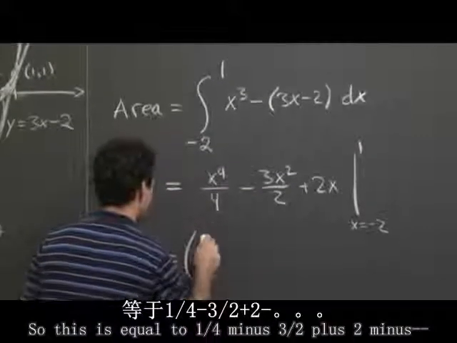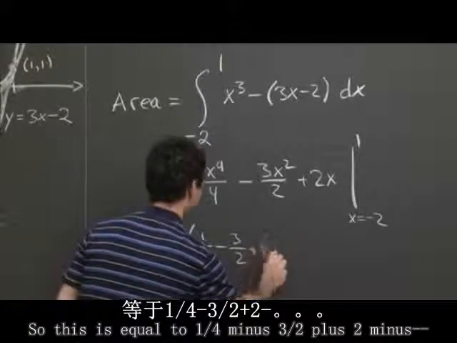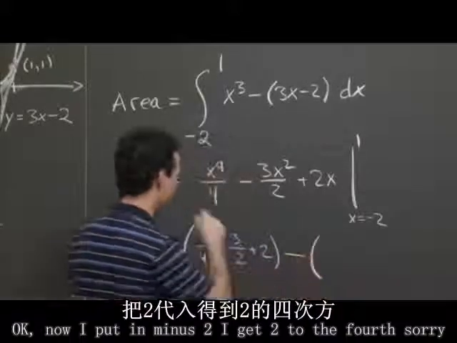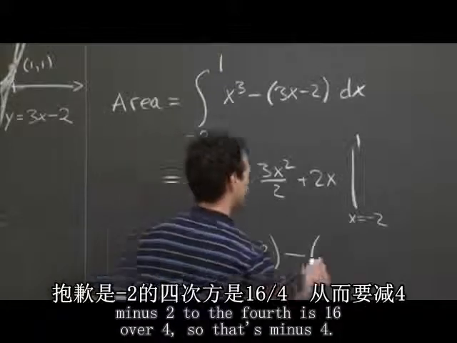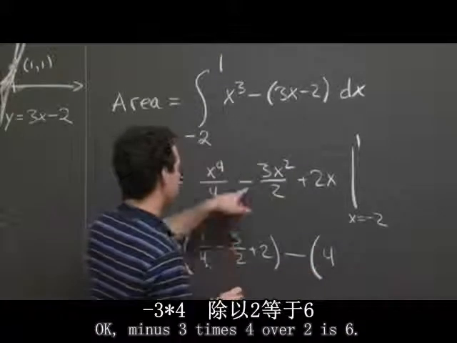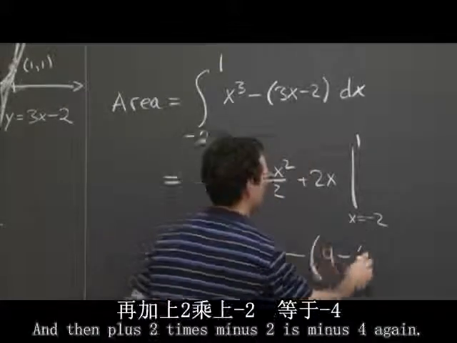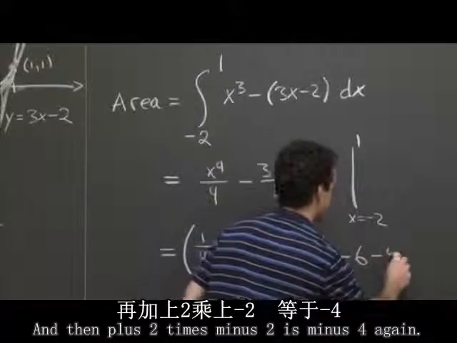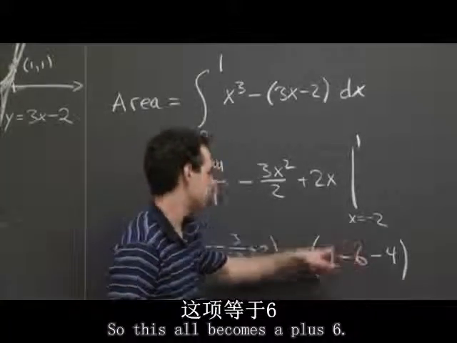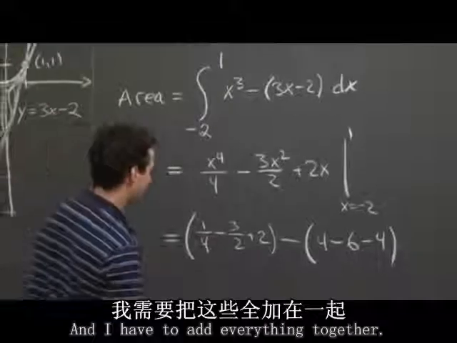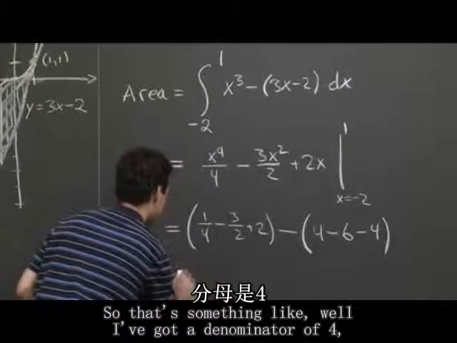So this is equal to 1/4 minus 3/2 plus 2, minus, now I put in minus 2. Minus 2 to the 4th is 16 over 4, so that's minus 4. Minus 3 times 4 over 2 is 6. And then plus 2 times minus 2 is minus 4 again. Now we've just got some arithmetic. So this all becomes a plus 6. And I have to add everything together. I've got a denominator 4.